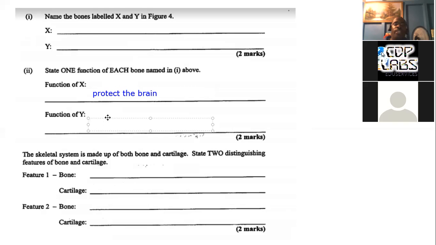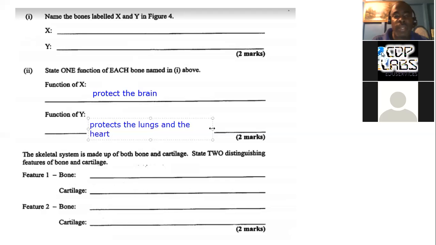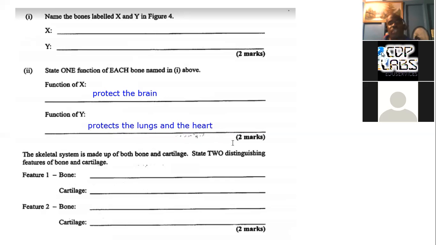Alright. Y? Protect the lungs and the heart. Protect the lungs and the heart. Good. And there you go again. This was a part of the objective. So you see, the exam will test. You can use the objectives, I must say, in our syllabus as questions. And once you can answer all those objectives in the syllabus, you can't go wrong. You must pass the exam once you're able to do that.